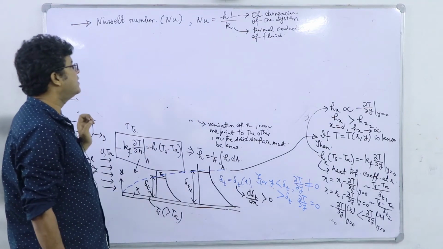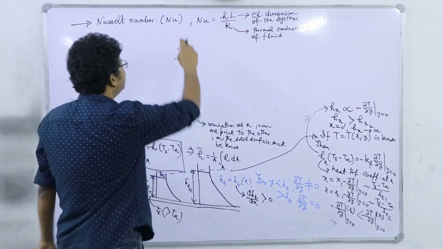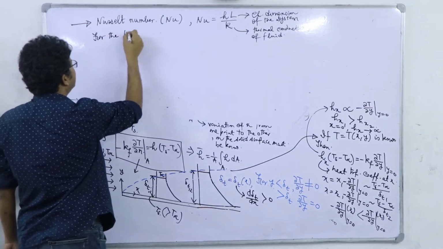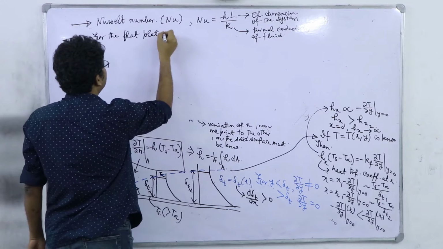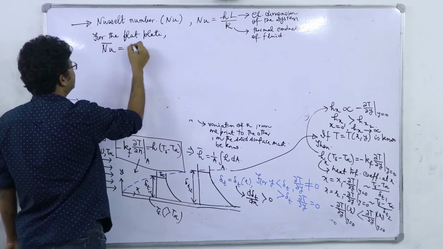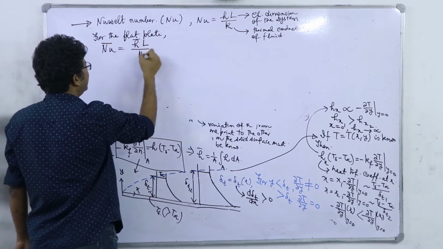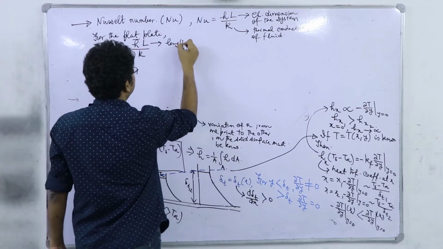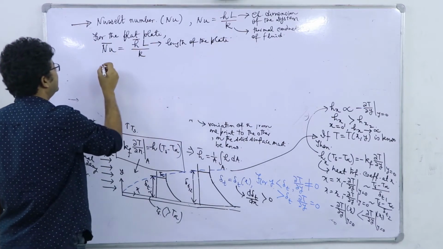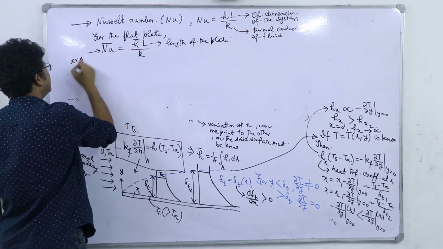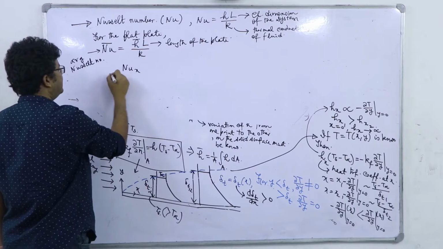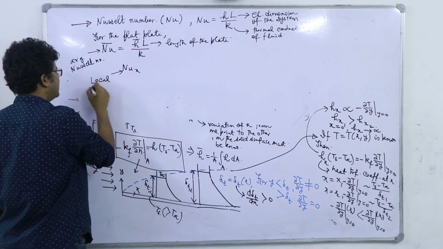So, what is the physical significance of the Nusselt number? Just like here, it is the general definition. See, for the flat plate, we can define the Nusselt number, average Nusselt number, as h bar into L by K, where L is the length of the plate, right. This is the average Nusselt number. Or Nu x, that is the local Nusselt number.